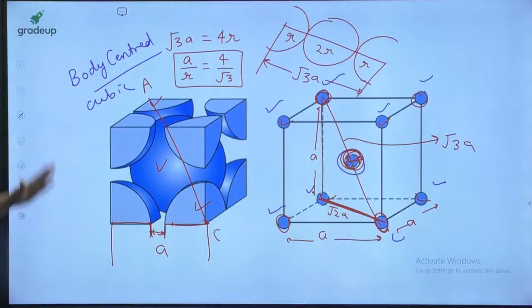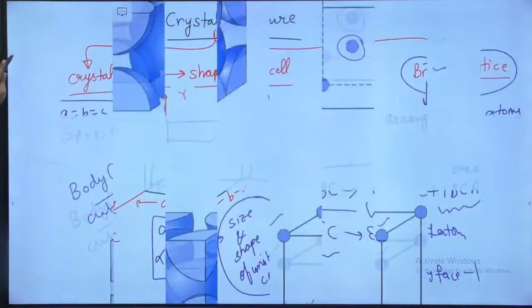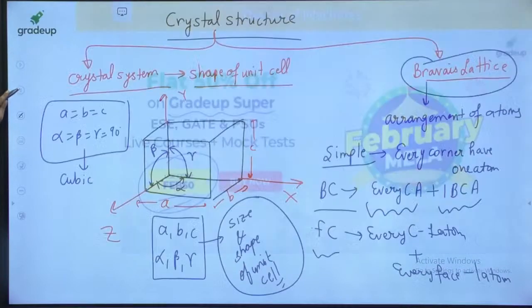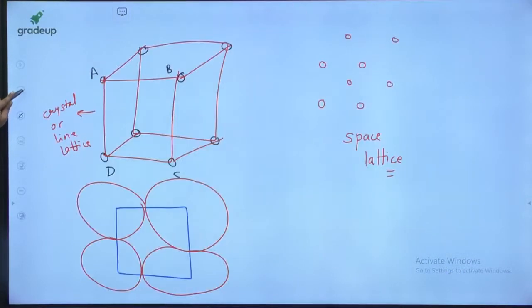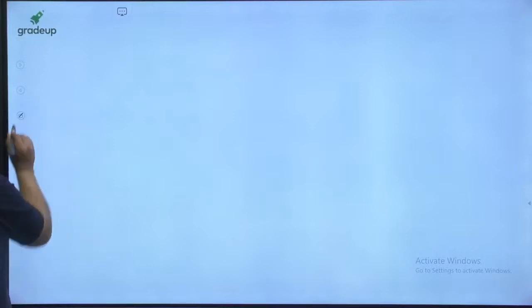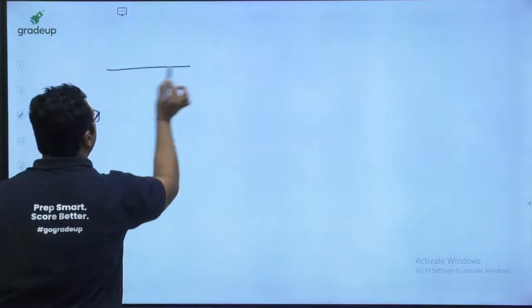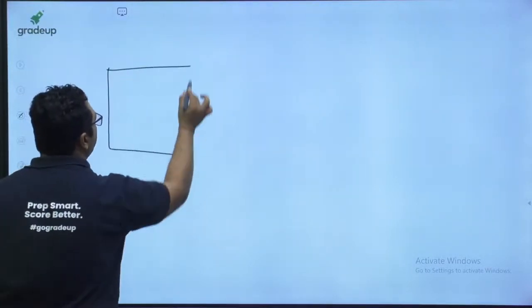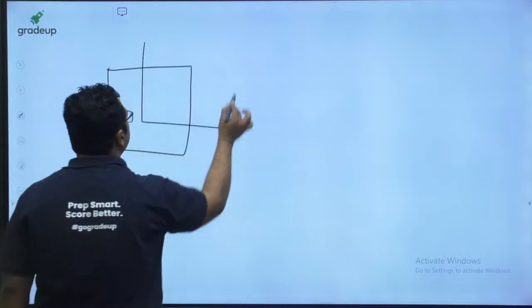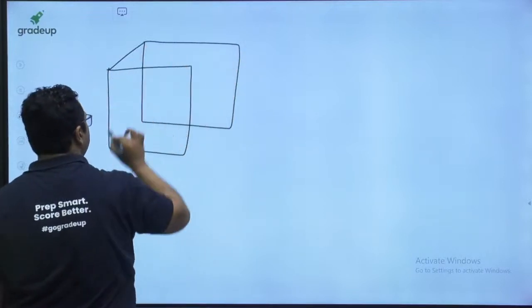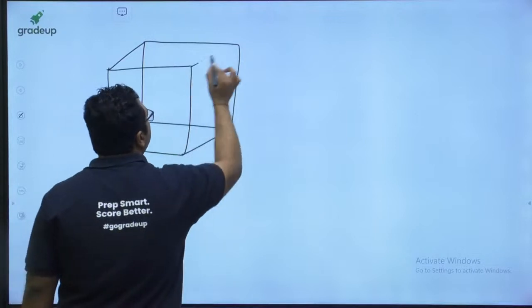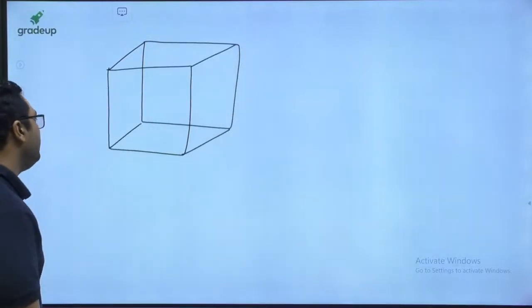So my dear, now this is the A to R ratio for body centered cubic. Now we are going to discuss the face centered cubic. Okay guys, when we talk about face centered cubic, it is going to be like this.